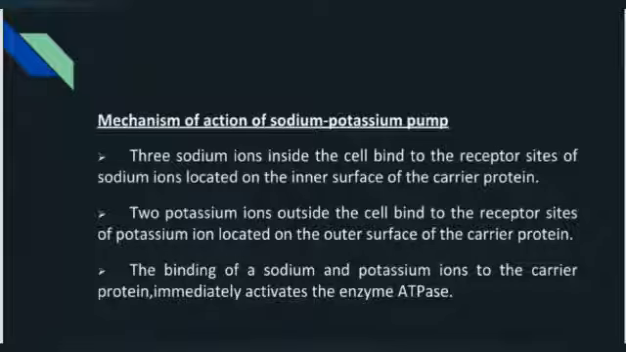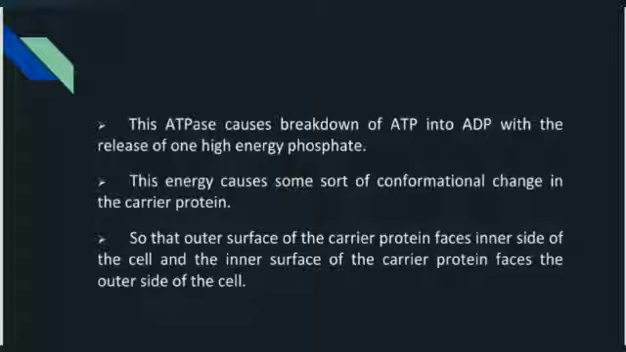Mechanism of action of sodium-potassium pump. 3 sodium ions inside the cell bind to the receptor sites for sodium ions located on the inner surface of the carrier protein. 2 potassium ions outside the cell bind to the receptor sites for potassium ions located on the outer surface of the carrier protein. The binding of sodium and potassium ions to the carrier protein immediately activates the enzyme ATPase. This ATPase causes breakdown of ATP into ADP with the release of one high energy phosphate.